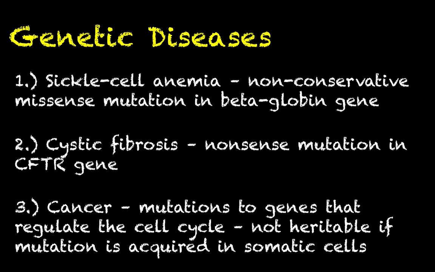And finally, in a much more broad sense, a lot of cancers are caused by mutations to genes that regulate the cell cycle, and we'll talk about a little bit of that in the next video. But the good news here is that random mutations that have been acquired in what are called somatic cells, which are most of the cells in your body, are not heritable. The only way that cancer can really be passed on from generation to generation is if those mutations are acquired in what we call the germ line, the cells that are actually producing sperm and egg.